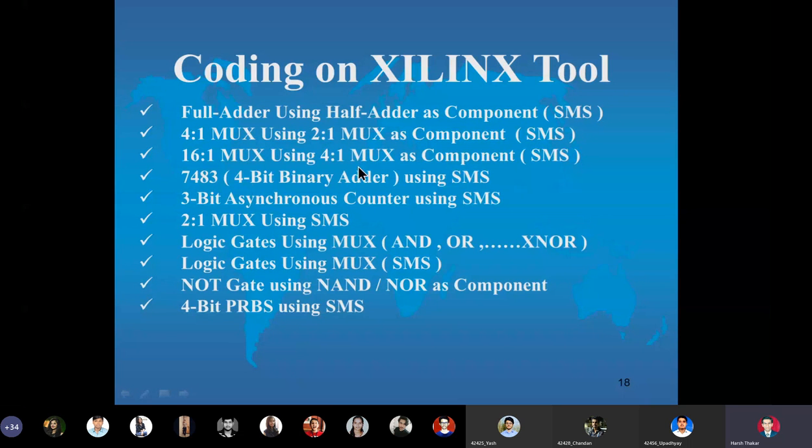7483 4-bit binary adder using SMS. That is structural modeling style. 3-bit asynchronous counter using SMS. 2:1 mux using SMS. Okay, that you already know. So 2:1 mux using SMS, 16:1 using 4:1, and full adder using half adder. These three models have already been done in the class.